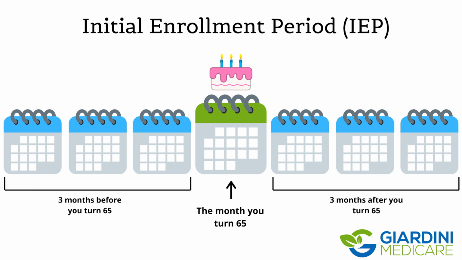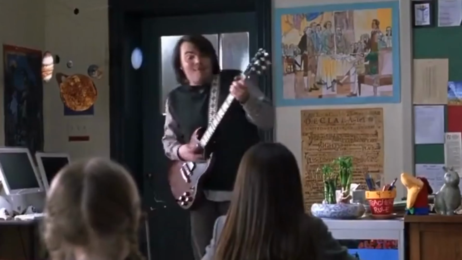As we mentioned earlier, the initial enrollment period, often shortened to IEP, is the 7-month period that consists of 3 months before the month you turn 65, the month you turn 65, and 3 months following the month you turn 65. Now let's talk about everyone's favorite part, the math behind the Part D penalty. Math.